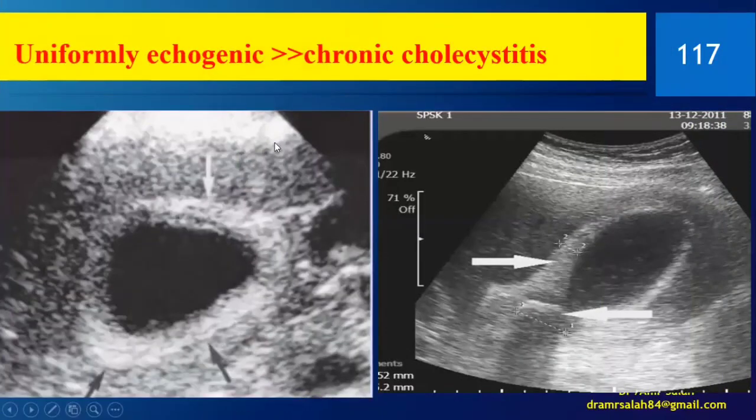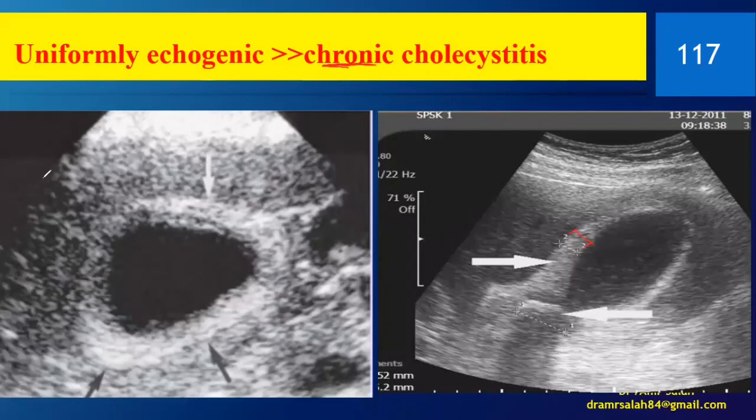First one, the uniformly echogenic. This uniform echogenicity, this white look of the gallbladder wall, suggests right away the chronicity. So the uniformly echogenic wall means this process has been going on long enough for the gallbladder wall to look as such. This is not acute. This is chronic.